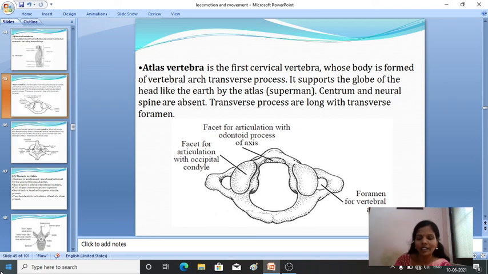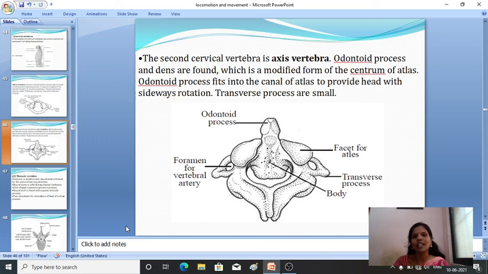Centrum and the neural spine are absent, and the transverse processes are along with the transverse foramen. Okay, so you can see these different parts. So this is the atlas vertebra. Next comes the second cervical vertebra, the axis vertebra.